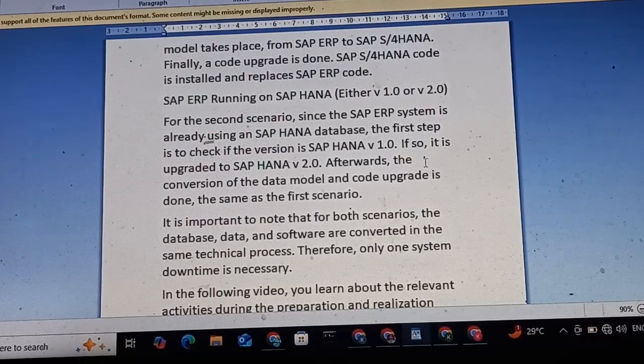It is important to note that for both scenarios, the database, data and software are converted in the same technical process. Therefore, only one system downtime is necessary.